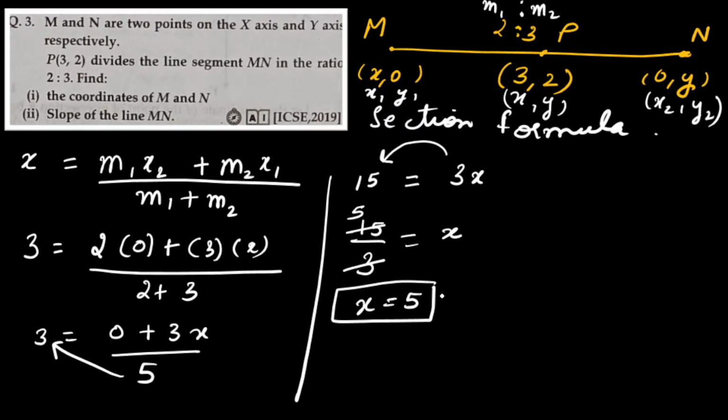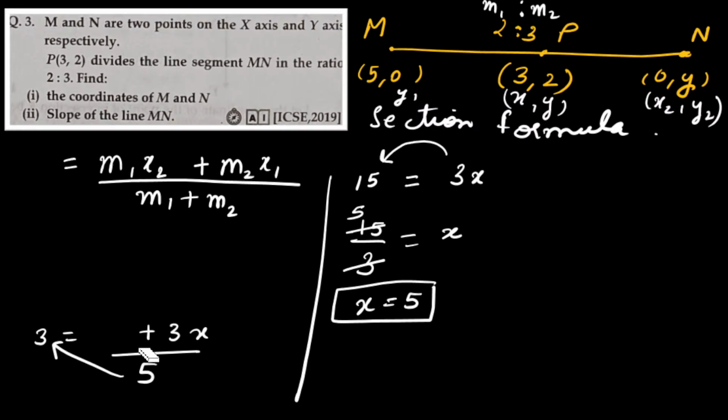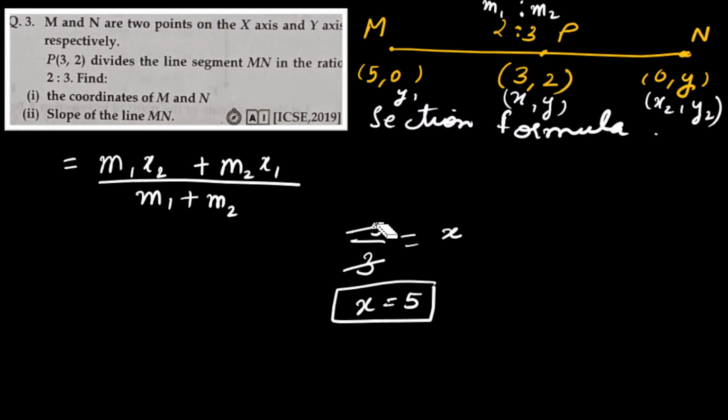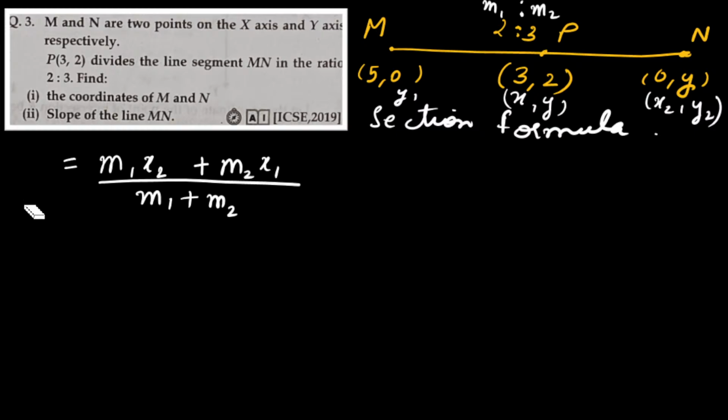So we found the value of x, which is 5. Now let's find the coordinates of M. We've already found the coordinates of M now: 5 comma 0. Let's find the coordinates of point N using the y formula.